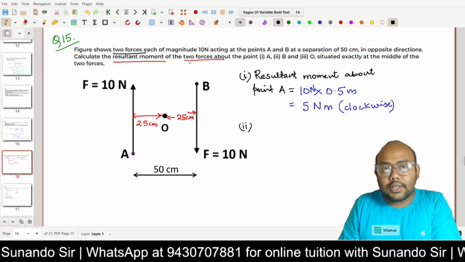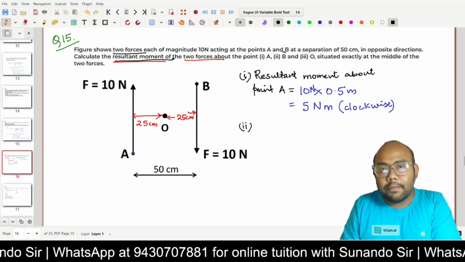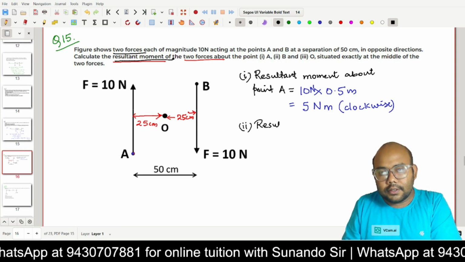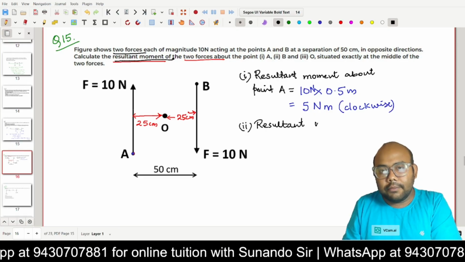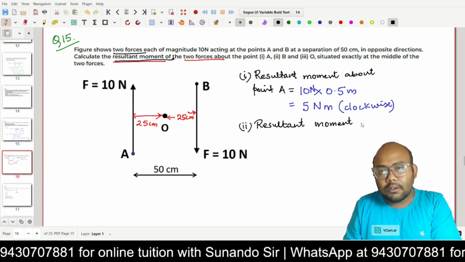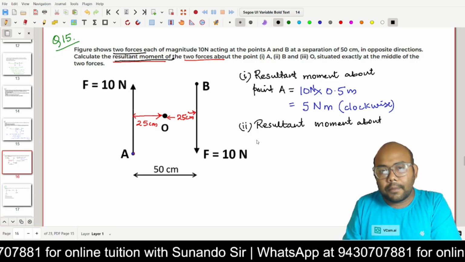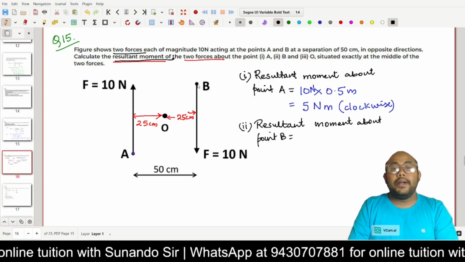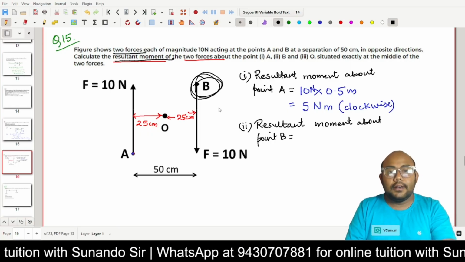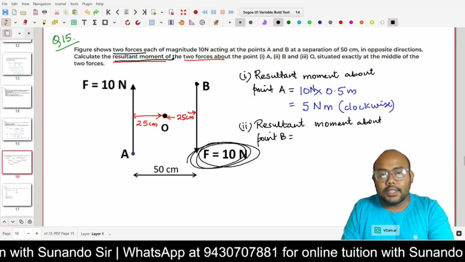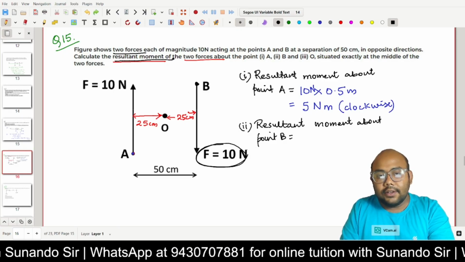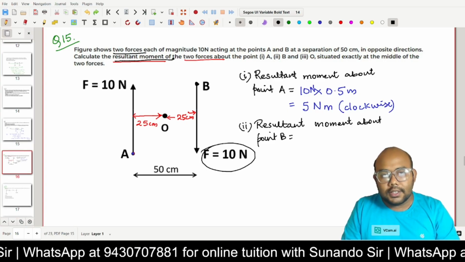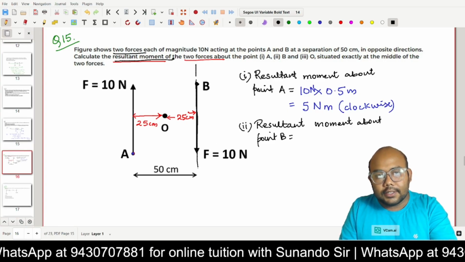Now the next question is asking what is the resultant moment about point B. Very similar to the first part. Resultant moment about point B. Now look at point B. Now you see this 10 Newton which I have circled with black. This 10 Newton is lying on point B itself. The line of action of this 10 Newton is on point B itself.